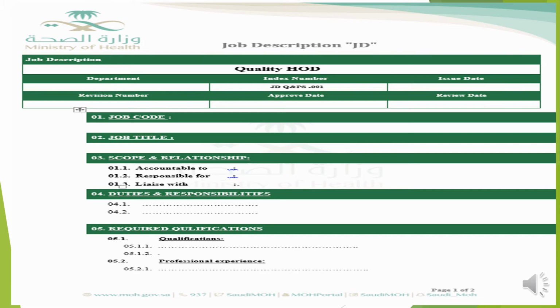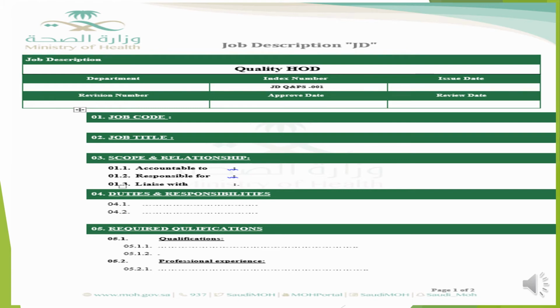So for us, we will put here he has to have, for example, a total quality management diploma, or CPHQ if you require it. Or if you don't have one and you have to assign someone who only has experience and no certification, it's up to you. You can put here only a bachelor degree in any branch of medicine or paramedics.